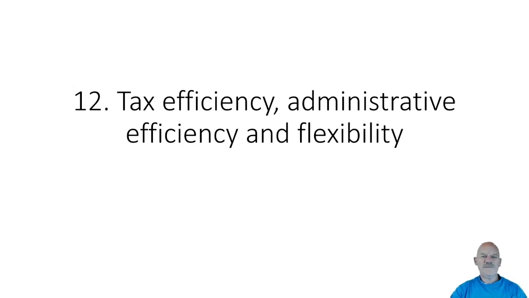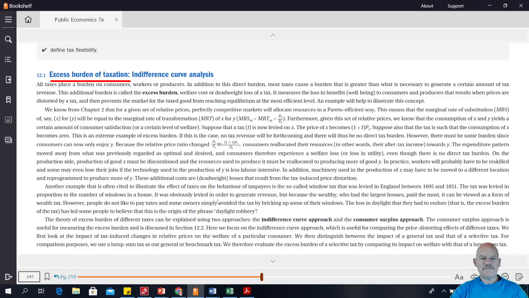This is the first video on Chapter 12 on tax efficiency, administrative efficiency and flexibility. So we completed tax equity in Chapter 11. Now we're looking at the three more elements of a good tax.